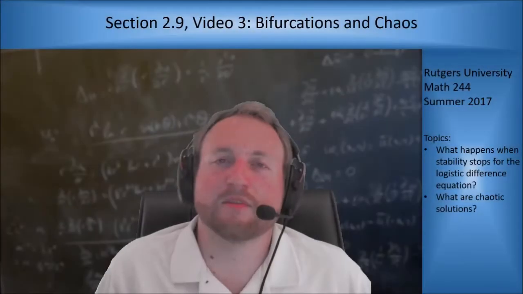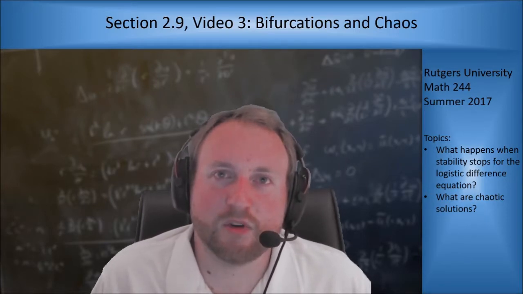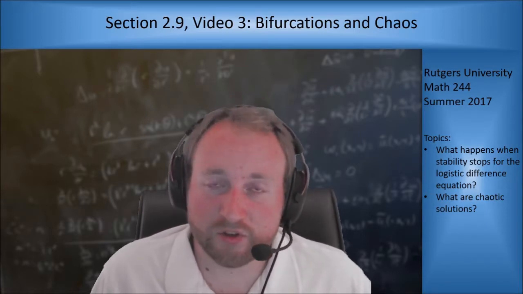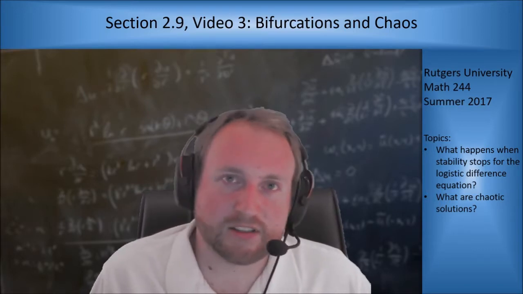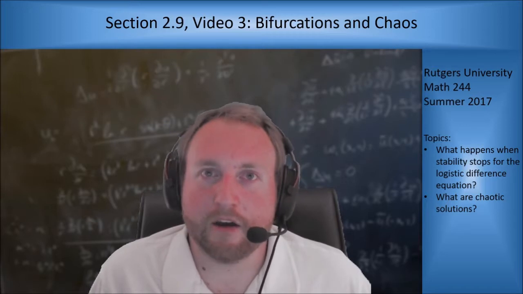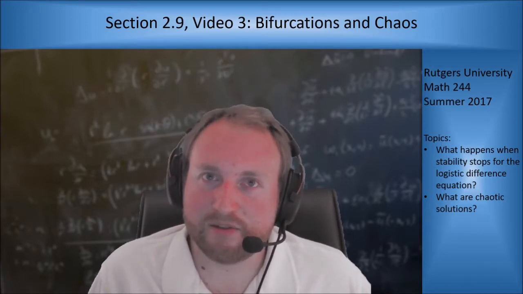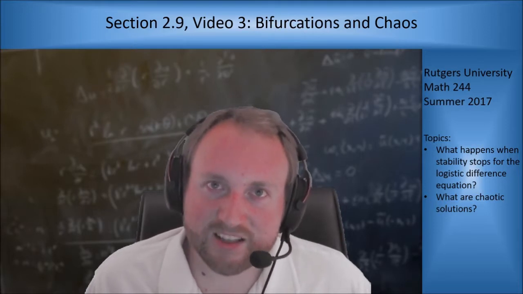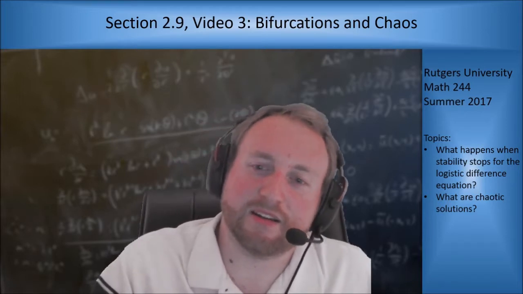Hey everyone, welcome to the last video for section 2.9. In this video, we're going to see what happens when you push beyond rho equals 3 for the logistic difference equation. We know that 0 is stable for rho less than 1, the other equilibrium point is stable for rho between 1 and 3, but what happens if you go beyond 3? That's what we're going to talk about in this video, and things get pretty crazy pretty quick if you go beyond 3. Let's jump on into that.